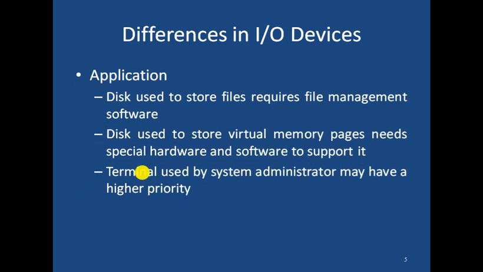So the next criterion is application. Based on the usage of the application, or based on the application software available for specific devices, we can differentiate the I/O devices. For example, file management software in disks, memory management software, virtual memory management software and related hardware on disk, and terminals used for the system administrator. Based on that also we can categorize the I/O devices.